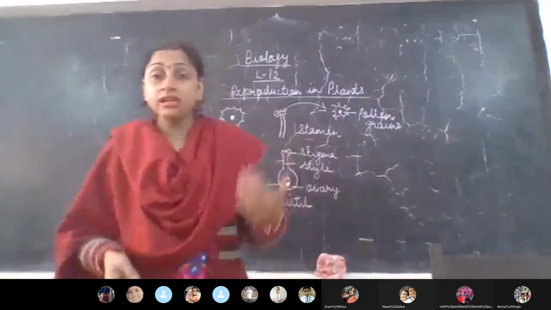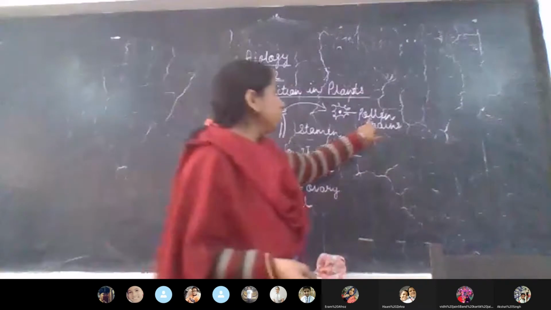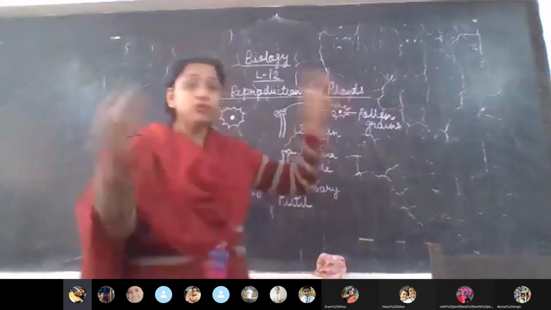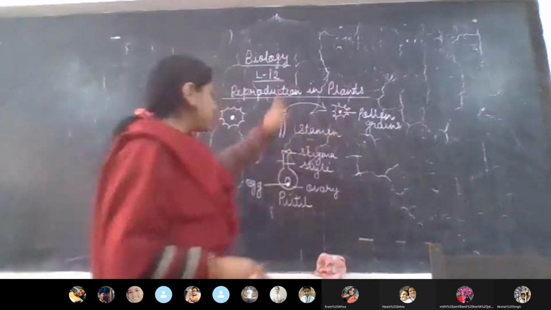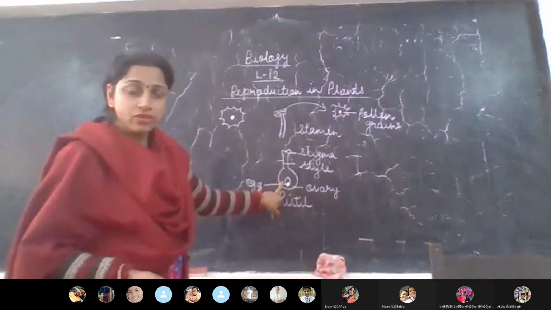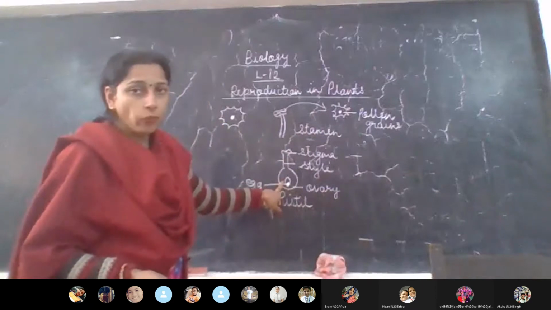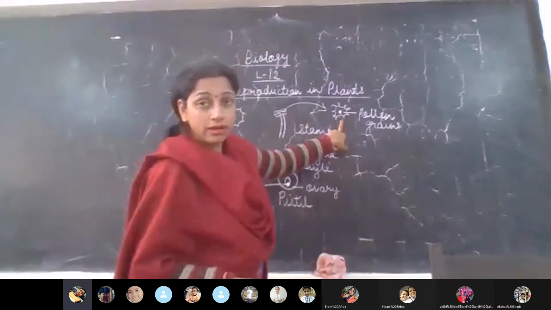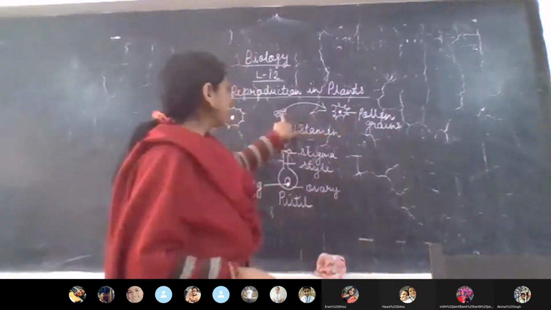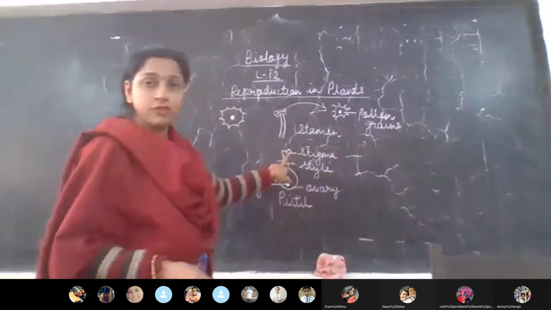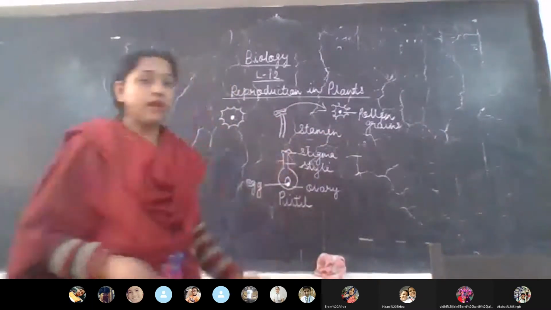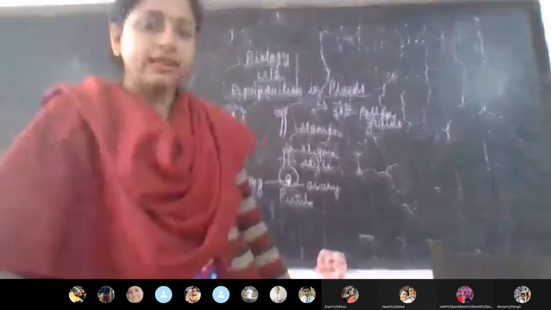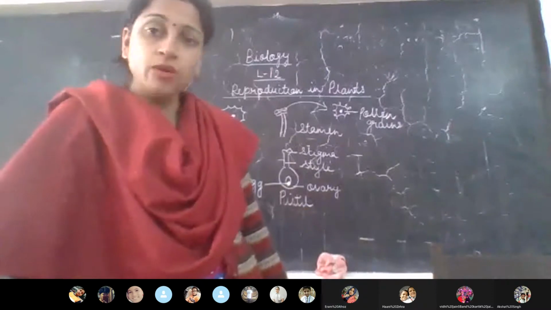Pollination. Now see, the male gamete is produced and the female gamete is produced. Now how are they going to meet and fuse? This has to reach here to meet and to fuse, yes or no? Yes, ma'am. So the movement, or the transfer, of pollen from the anther to the stigma of a flower was called pollination. Yes or no? Do you remember?